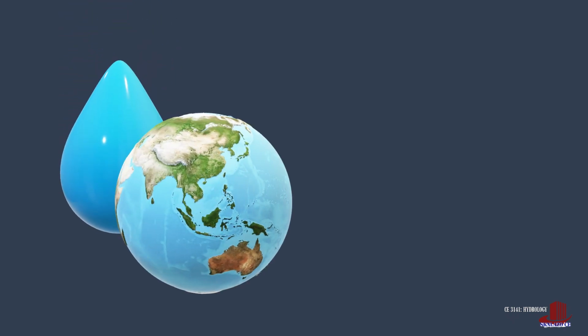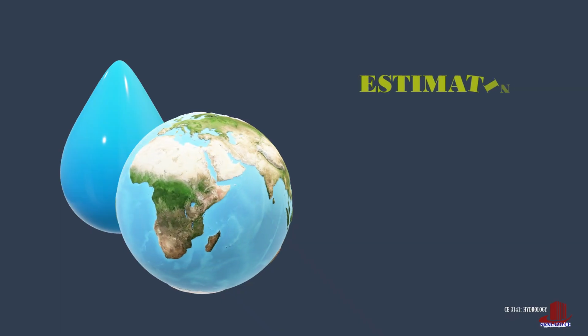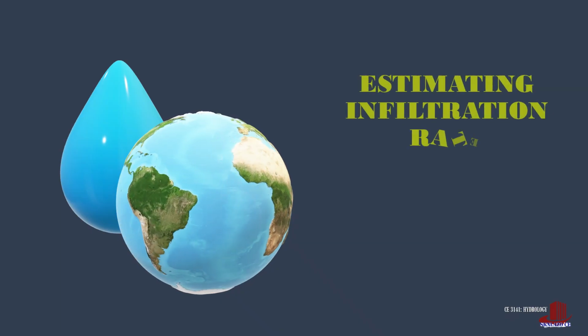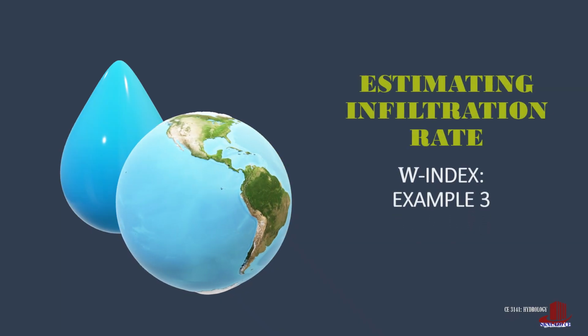The values of incremental rainfall provide the precipitation when determining indices. This is another example for W index.